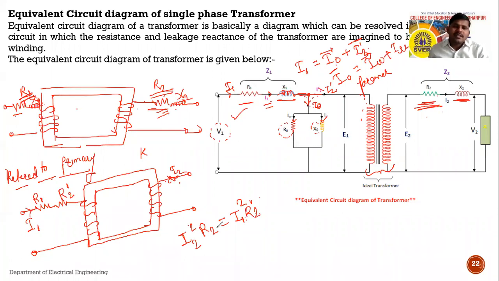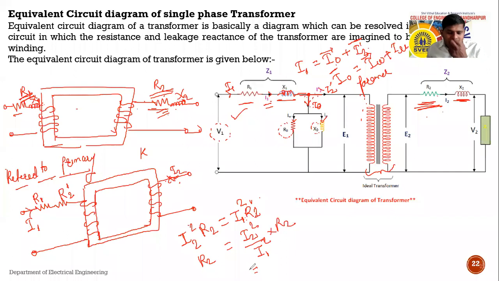So according to this, we want to calculate the value of resistance R2 dash. R2 आहे आपल्याकडे, तो आपण primary ला transfer करतोय. We want to calculate the value of R2 dash. See, so R2 dash is equal to, this I1 square can be shifted to the left hand side. So it becomes I2 square divided by I1 square into R2.